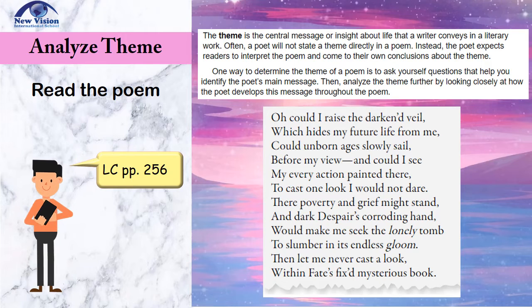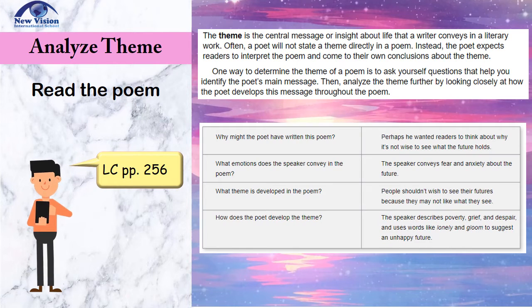One way to determine the theme of the poem is to ask yourself questions that help you identify the poet's main message. Then, analyze the theme further by looking closely at how the poet develops this message throughout the poem. Please read the poem, "Oh, Could I Raise the Darkened Veil?" As you read the poem, there is a table that represents the analysis of each message.